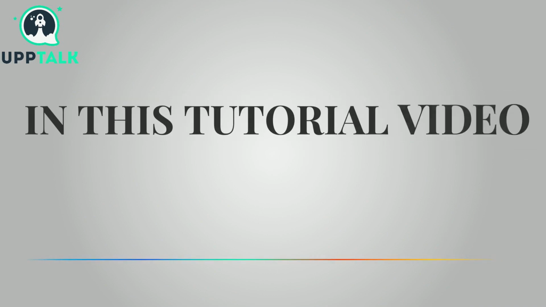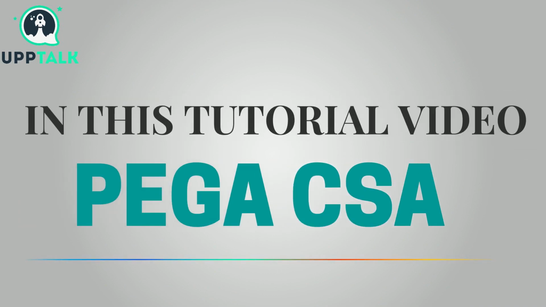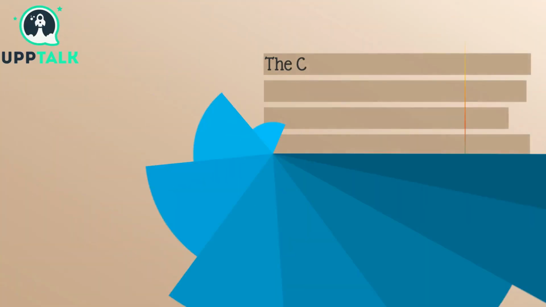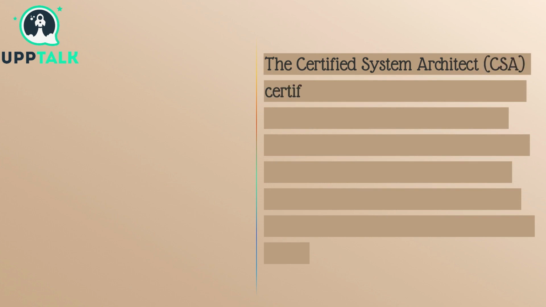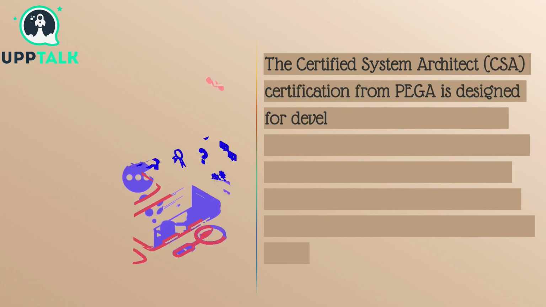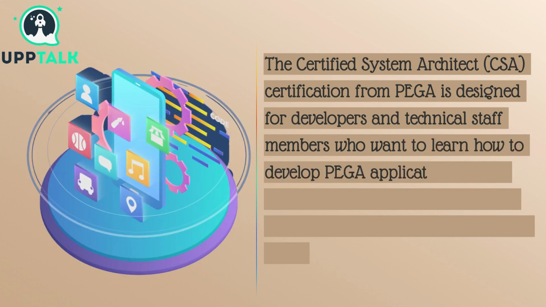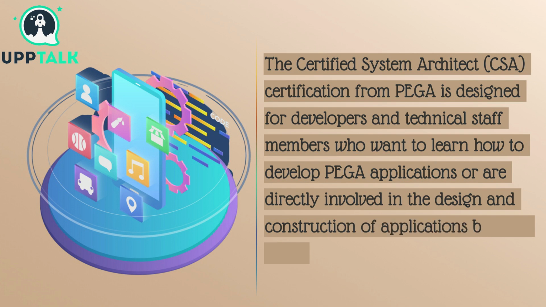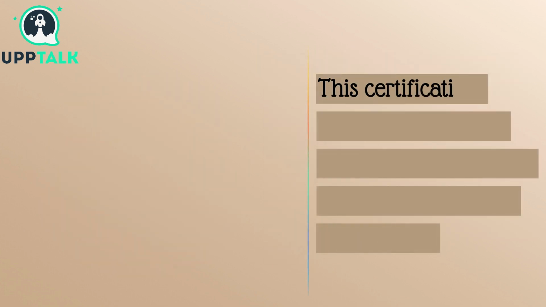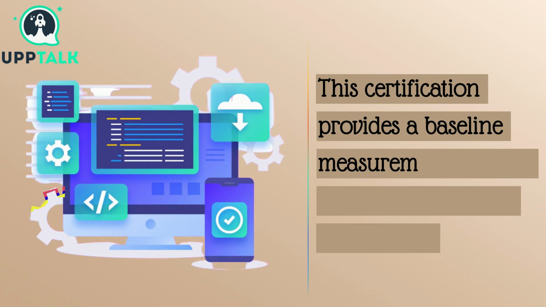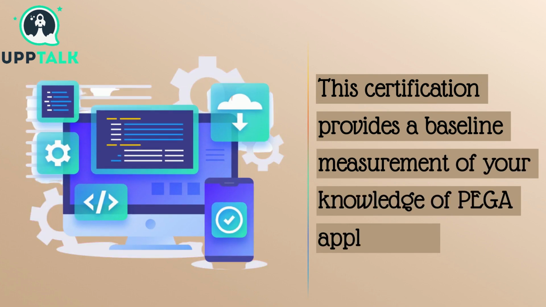In this tutorial video, we will discuss Pega CSA. So, without further ado, here's all you need to know about Pega CSA. The Certified System Architect (CSA) certification from Pega is designed for developers and technical staff members who want to learn how to develop Pega applications or are directly involved in the design and construction of applications built on Pega. This certification provides a baseline measurement of your knowledge of Pega applications.